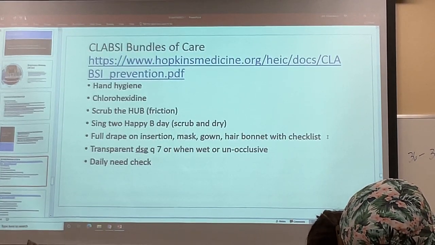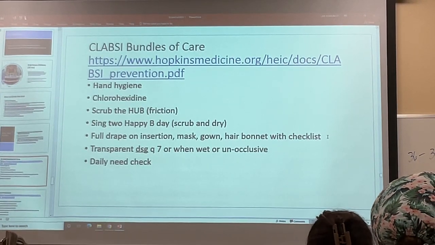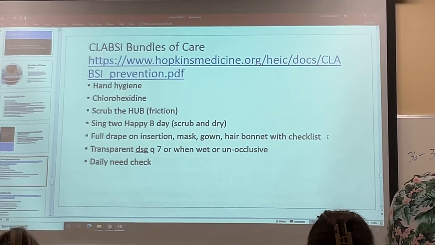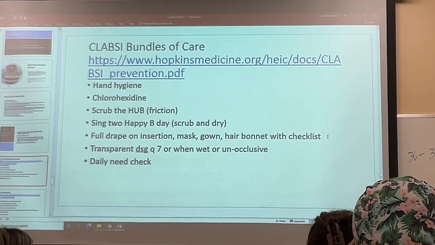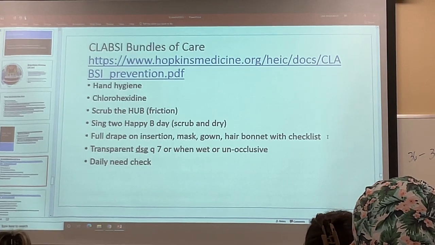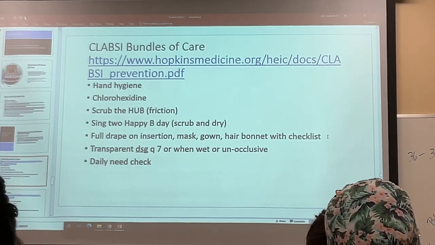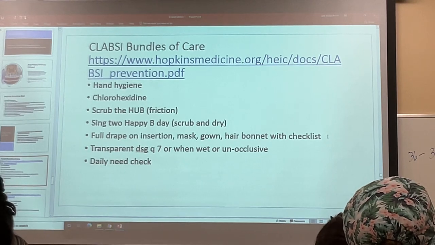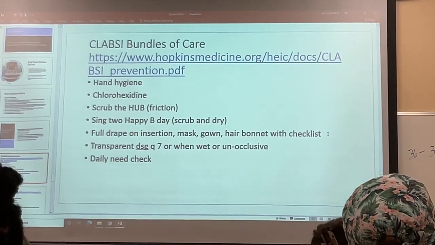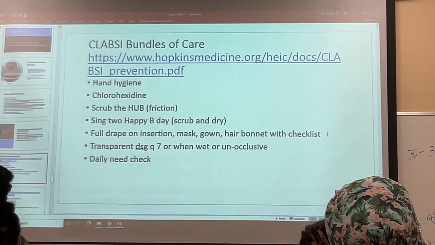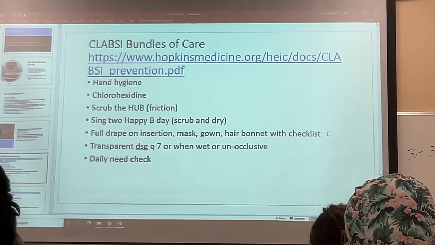So the CLABSI bundle of care, here's a link to the Hopkins Hospital on CLABSI bundles of care, is that if the central line's going to go in, it's going to be put in at the bedside. We're going to get rid of all the family members in the room, and everyone that's going to go in is going to wash their hands. We're going to put on all the garb, the bonnet, the gowns, and we're going to mask the patient too. The patient is going to be fully draped, so the room is going to look like an operating room. Blue head to toe, not just a little drape, but a full head to toe drape. Everybody's going to be masked.